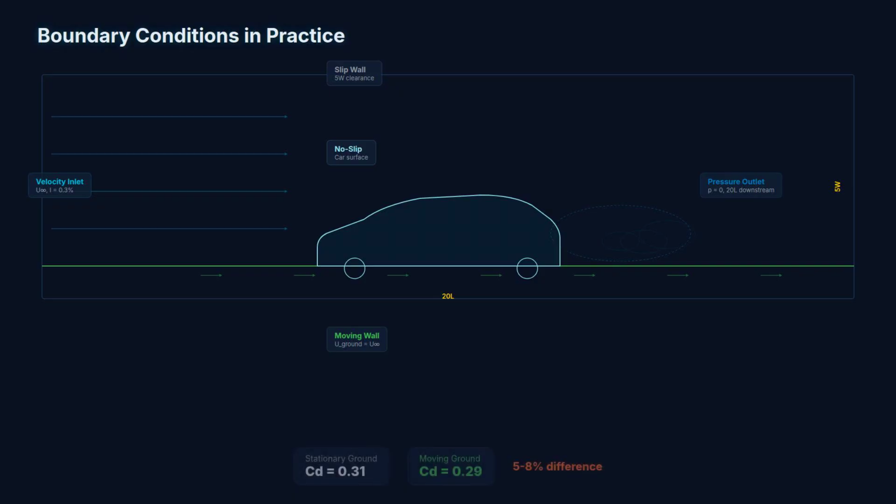If the car is symmetric, use a symmetry plane for steady runs. But for LES or DES capturing unsteady wake dynamics, model the full geometry. Every choice matters. Change the ground from stationary to moving and drag shifts 5 to 8%. That is the power of boundary conditions.